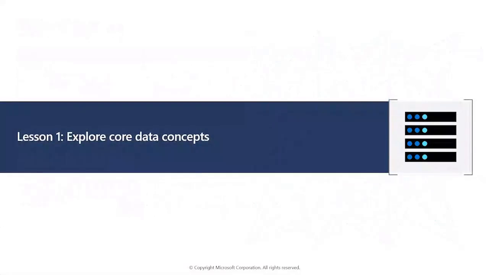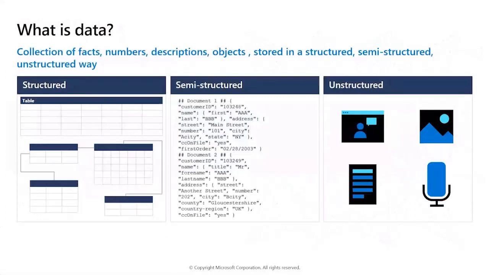Lesson 1. Explore core data concepts. Now, what is data? Well, by definition, data is a collection of facts such as numbers, descriptions, and observations used in decision making. So you can classify data as structured, semi-structured, or unstructured. Now, structured data is data that adheres to a schema. So all of the data has the same fields or properties. Structured data can be stored in a database table with rows and columns.